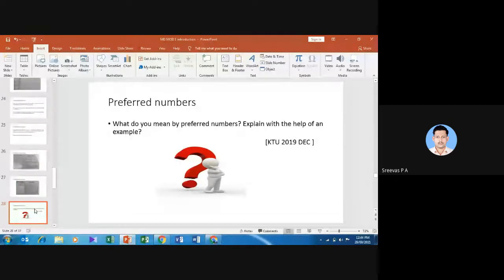I think it is for 3 marks. So you have to mention all those things, all these concepts that we have discussed here, when this kind of question arises.